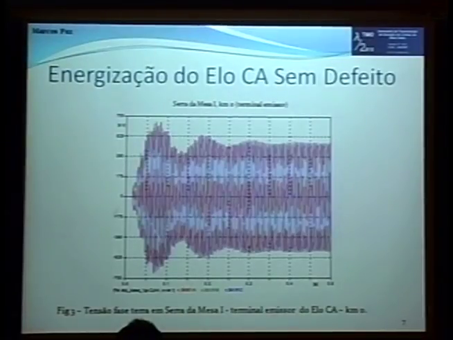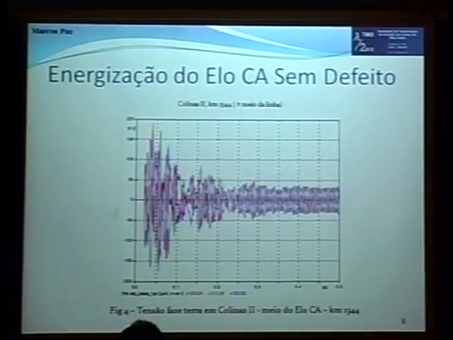I'm presenting here some results of the energization without defect, just so we have a reference point. For this case, the voltage in the circuit breaker located in Serra da Mesa, this is the transient part that takes about 100 milliseconds, and from then on it is in regime.